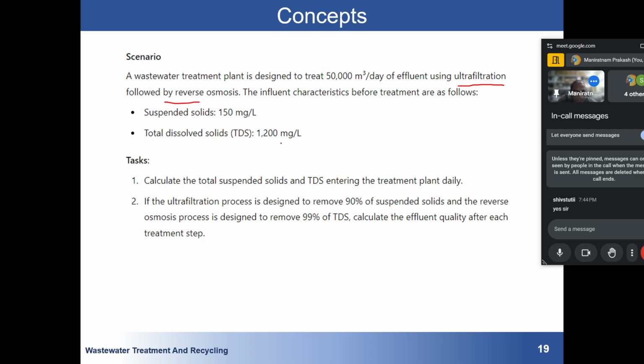So can anyone tell, for drinking purposes, suppose again I am using ultrafiltration and reverse osmosis. One should understand that our target is to make the water suitable for drinking purposes. So can anyone tell what is the permissible limit of TDS in our drinking water? Anyone?